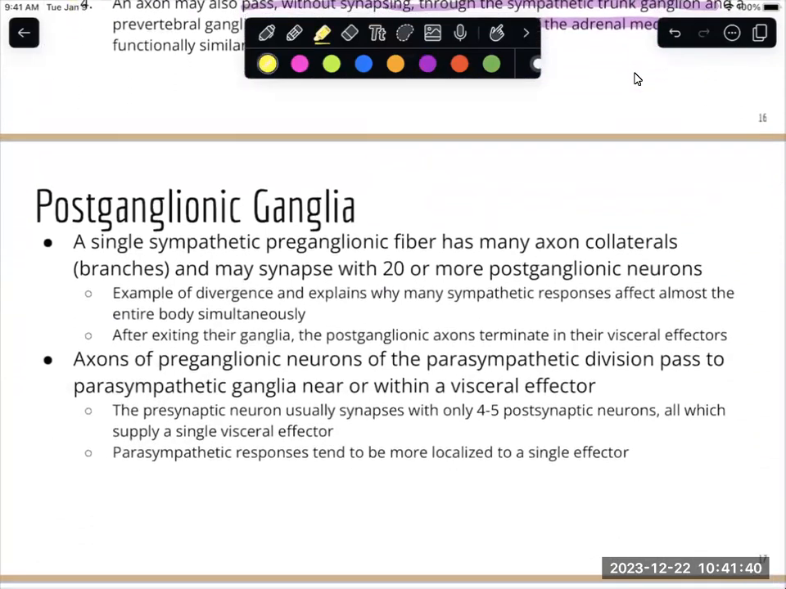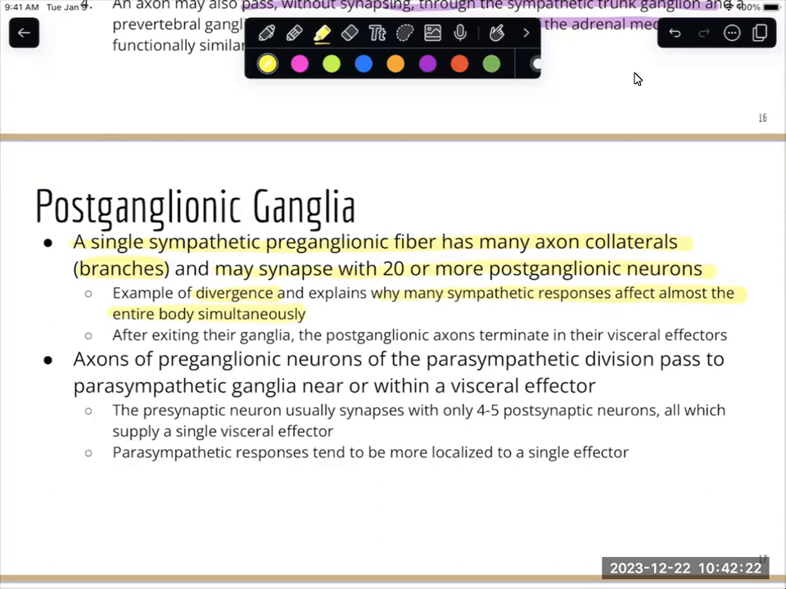So a single sympathetic preganglionic fiber has many axon collaterals, a collateral being a branch that comes back again. It may synapse with 20 or more postganglionic neurons. This is that divergence that we looked at in chapter 12. And this is why sympathetic responses affect most of the entire body, because that nerve is going to branch out and go all over the place.